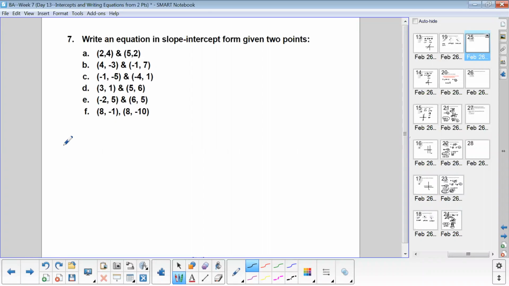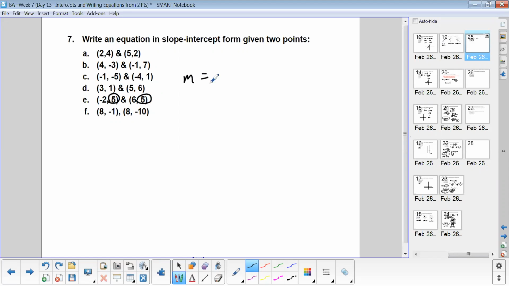Now, E and F are different because if you'll notice on all the examples we worked, the X's were not the same, the Y's were not the same. But then you get to part E and you see the X's are not the same, but the Y's are the same. So what happens when we see these Y values repeat?